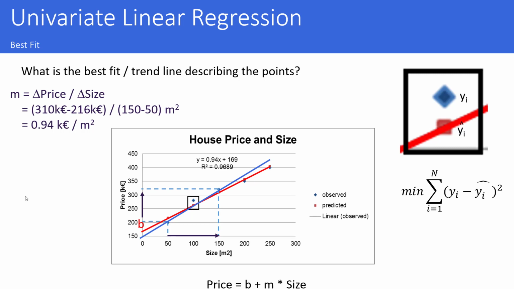And squaring the differences fulfills 2 different purposes. First, it handles positive and negative deviations identically. So overpredicting or underpredicting a price is the same for the loss function. And second, extreme deviations are punished more than small deviations.